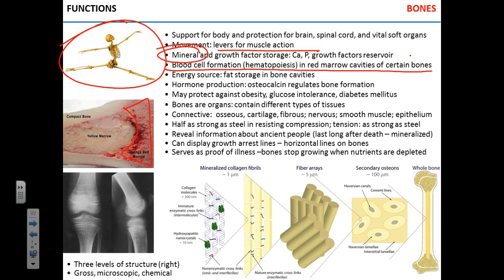Yellow bone marrow stores fat. What is the function of that fat? What is generally the function of the fat? Energy reserves. Okay, so that yellow bone marrow provides the energy reserves.